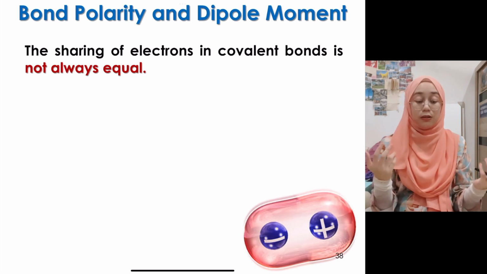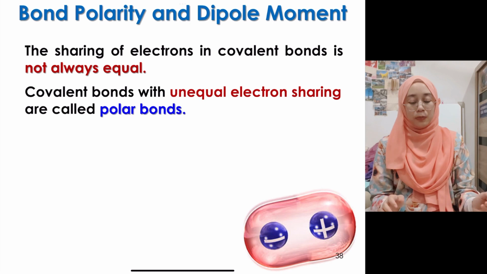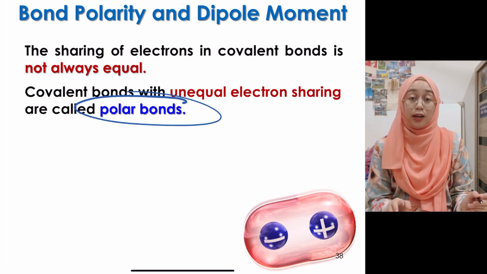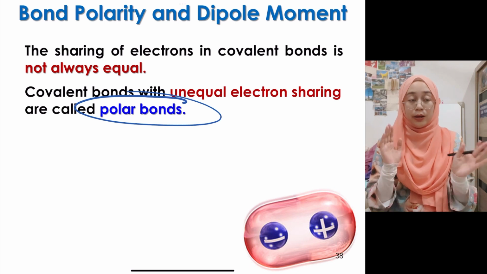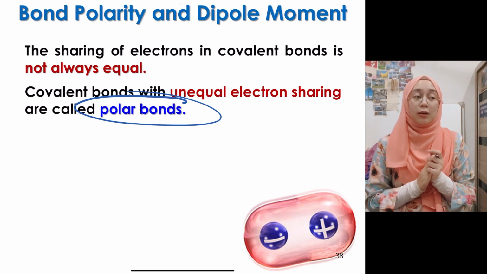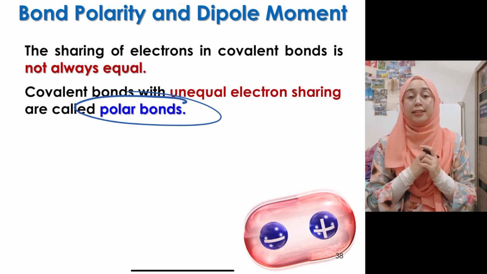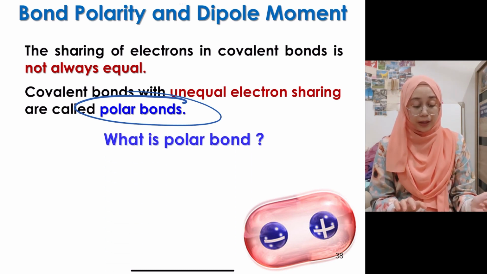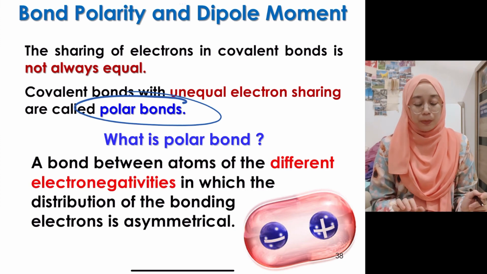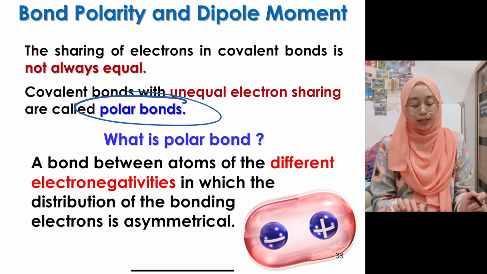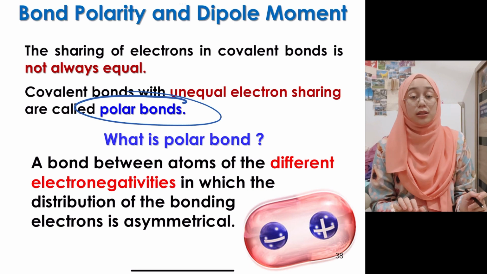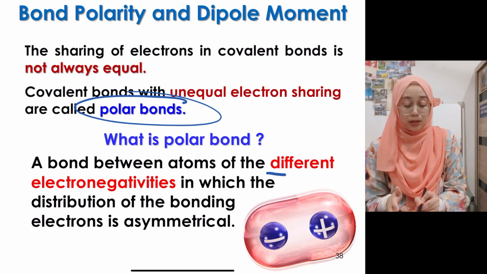Okay, so what's the reason for that? Okay, so covalent bond with unequal electron sharing, they are said to be a polar bond. Okay, so kalau kita nampak elektron dia is unevenly distributed, bermaksud bond yang terhasil kat situ adalah polar bond. Okay, so apa benda polar bond? Kita tengoklah macam mana polar bond yang terhasil. So a bond between atoms of different electronegativities in which the distribution of the bonding electrons is asymmetrical, ataupun not symmetrical. Okay, so take note dekat this part class.